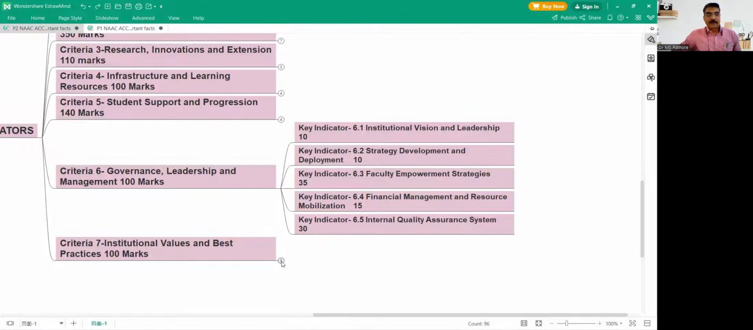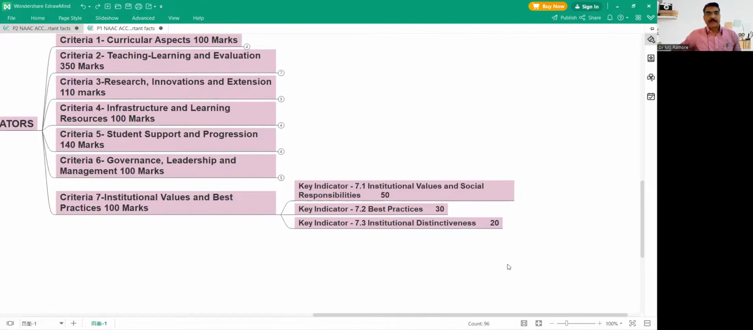Then next comes criteria 7, and in this criteria 7 there is key indicator 7.1, and there are various questions under this, comprising 50 marks. This is the institutional values and social responsibilities. And the key indicator 7.2 is about the best practices, that is what are the two best practices the institution is adopting, and in that there are different parameters based on which it would be assessed. And the key indicator 7.3 is about the institution distinctiveness, that is in which core area the institution is distinct from other institutes.